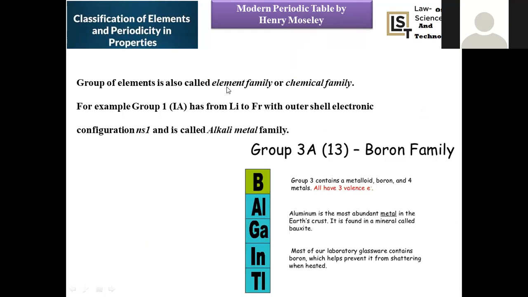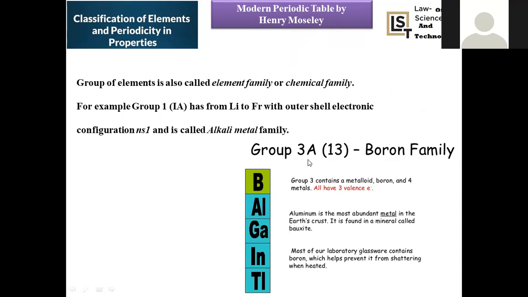Now, a group of elements is also called an elemental family, and is also regarded as a chemical family. Each and every group is nothing but a vertical column, where you can find a series of elements having resemblance in their physical as well as chemical properties. These are collectively denoted as either an elemental family or a chemical family, right?